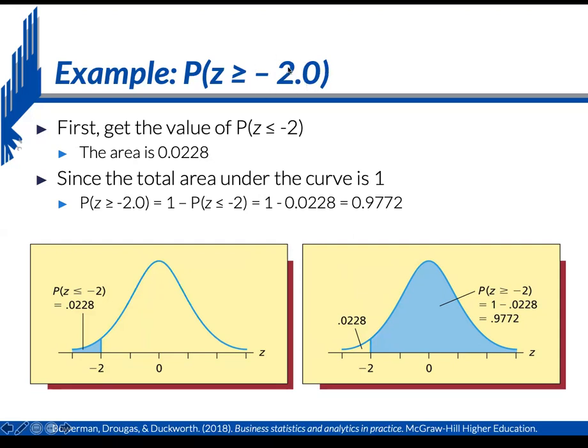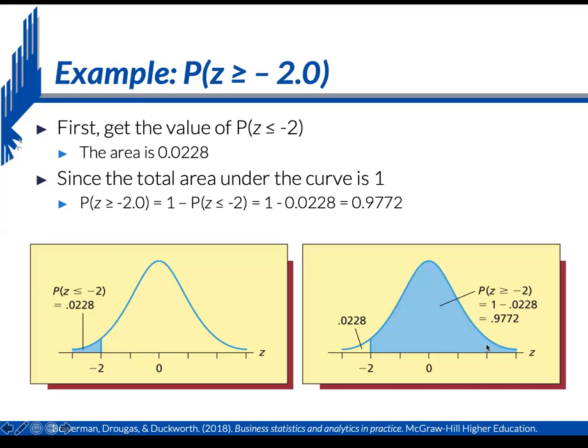Now, another way to do this is to use the fact that the normal distribution is symmetrical, which means that the total area to the right of -2 must be the same as the total area to the left of +2, right? That's the mirror image. Area to the right of -2 should be the same as the area to the left of +2. So instead of doing this procedure of getting this and subtracting this from 1, you can look for the area to the left of the mirror image instead.